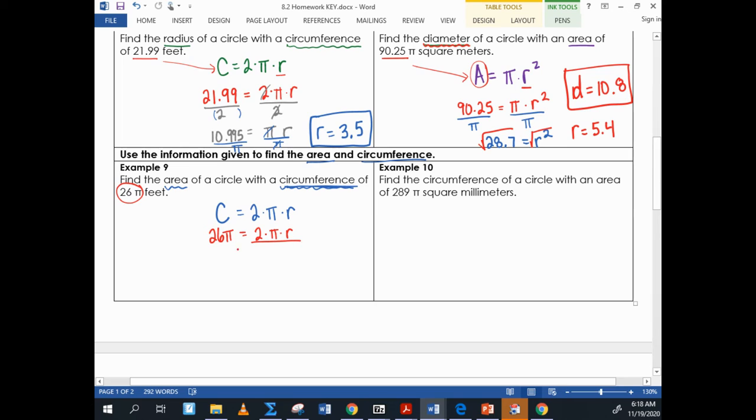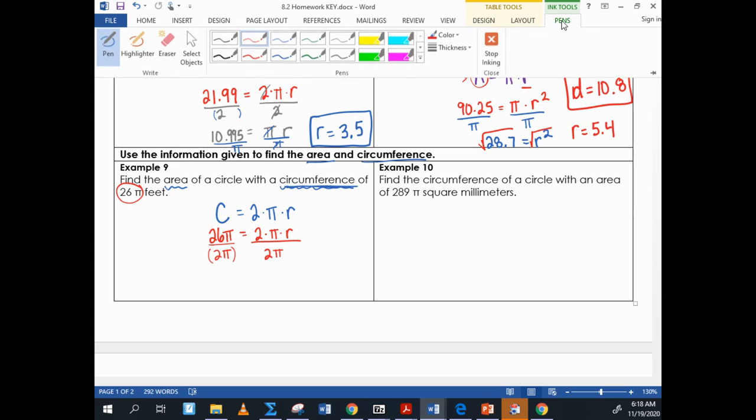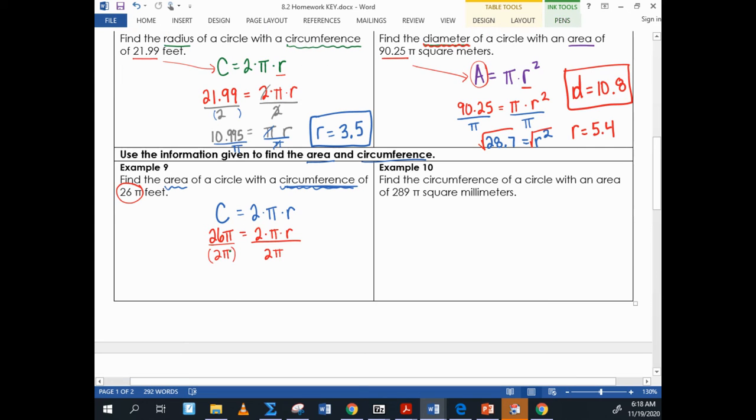This time I am just going to divide by a 2 pi. Again, if you're doing this with a calculator, just make sure to put the 2 pi in parentheses when you divide with the 2 pi. Otherwise, you could divide it by 2 and then divide it by pi. Just take it in 2 steps and that'll be fine too. All right, so the pi's divide off. Pi divided by pi is just 1. 26 divided by 2 is 13. So 13 is going to be our radius right there.